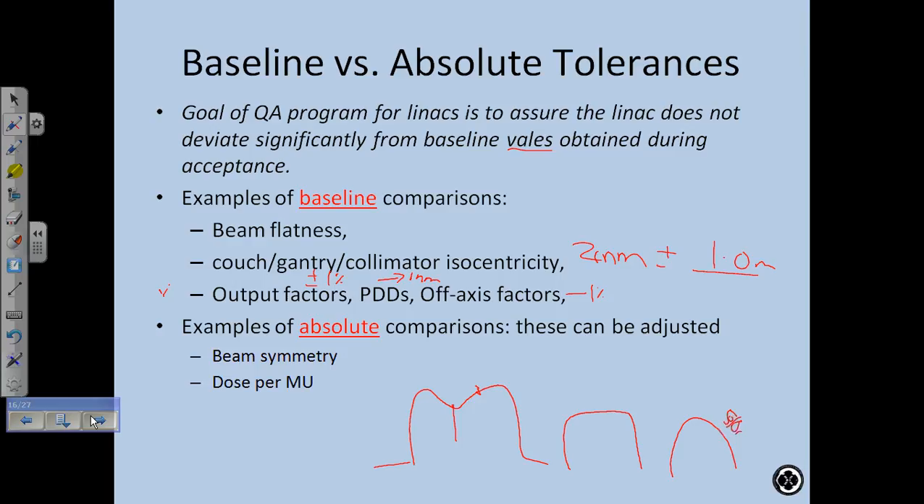What about absolute? When do you use absolute? Even though TG142 says that beam symmetry should be baseline, because it's easy to tweak your symmetry and steer your beam, you can try to always get beam symmetry as close to 0% as possible. Anything that you can modify I would say would be absolute. Dose per MU too, which you can modify when you do TG51 during your calibration. So when you accept the machine, if your TG51 is 1.01 cGy per MU for 6 MV photons, and you're okay with that because it's only 1%, you're not going to compare your monthlies to 1.01. You're going to compare them to 1.00, because you can always modify that to 1.0.